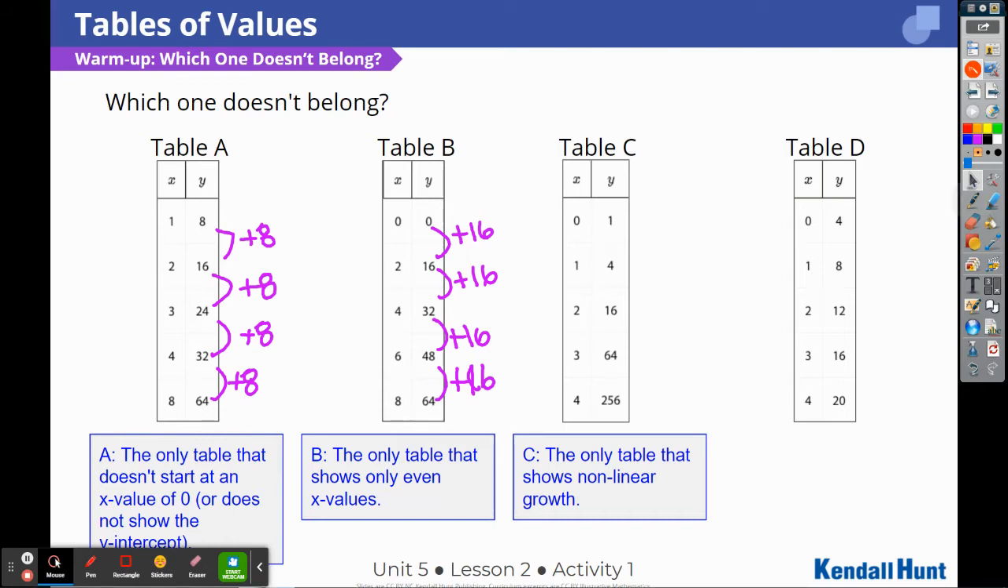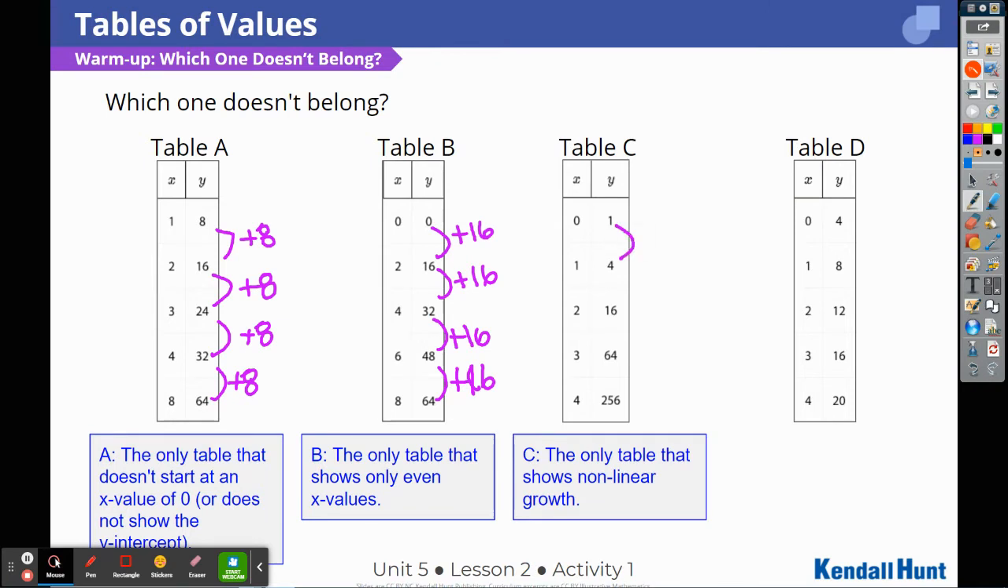Table C, if you look at it, it's increasing by a factor. So to get from 1 to 4 and 4 to 16 by doing the same thing, you have to multiply by 4. So instead of adding, we're multiplying. So when you do that each time, it changes by a factor, not just by the same amount every time. So that makes it nonlinear.